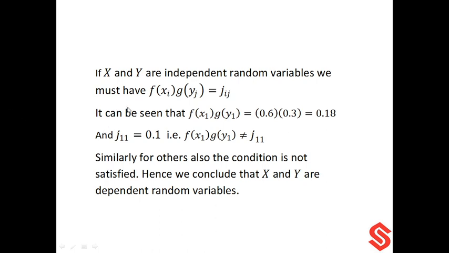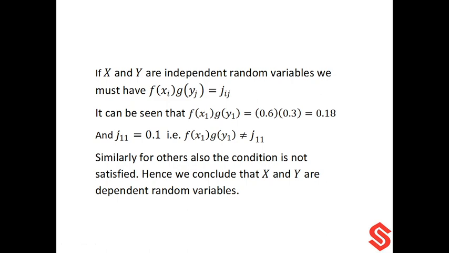Now if x and y are independent random variables, we must have f of xi into g of yj equal to jij. This is the condition to say that the variables x and y are independent. So now let us take the values of f of x1 and g of y1. F of x1 is 0.6, g of y1 is 0.3, multiply we get 0.18, but we have j11 equal to 0.1. So that implies f of x1 into g of y1 is not equal to j11.